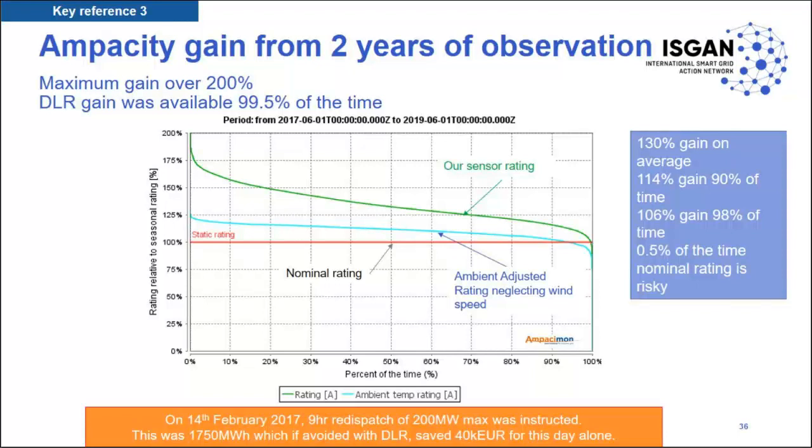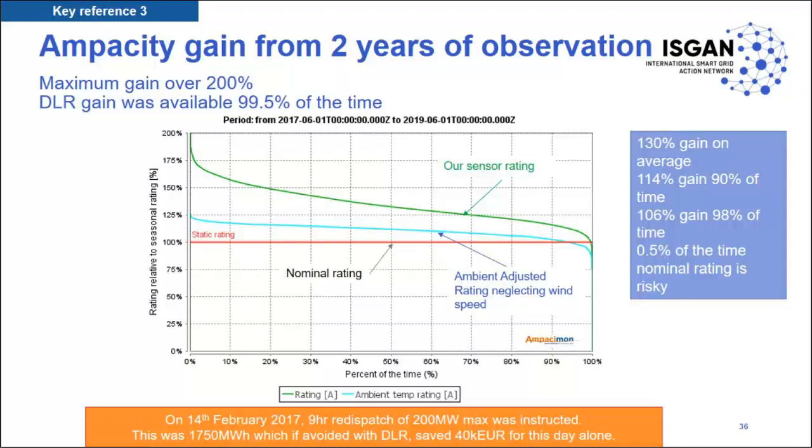Here you see the duration curves of the dynamic line rating of the 380 kV line. Each curve is a summary of the 5-minutely data results over the 2-year period. On the vertical axis is the capacity gain given by the dynamic line rating as a percentage of the seasonal rating. On the horizontal axis is the percentage of time over the 2 years the dynamic line rating was at a certain value.